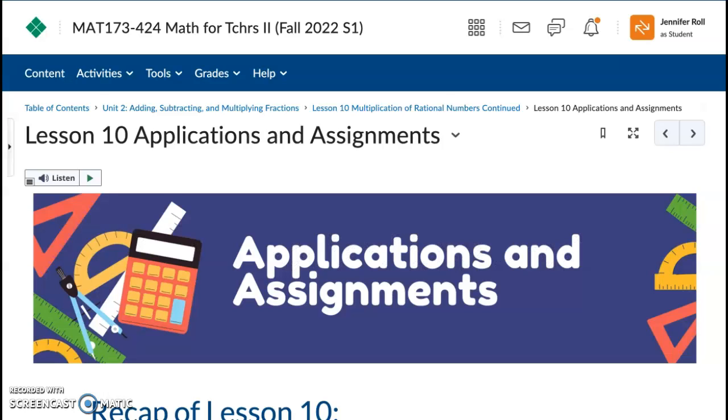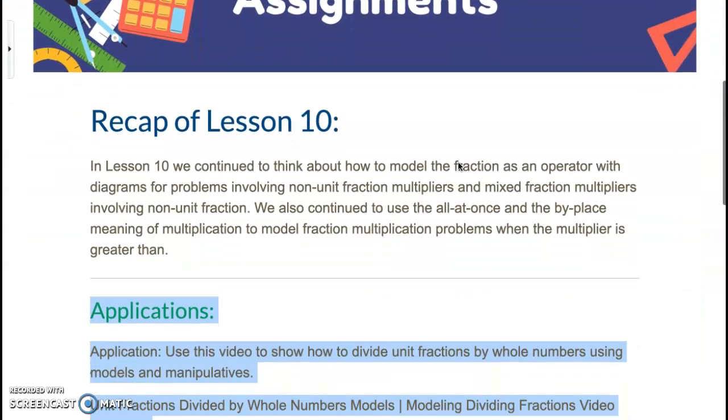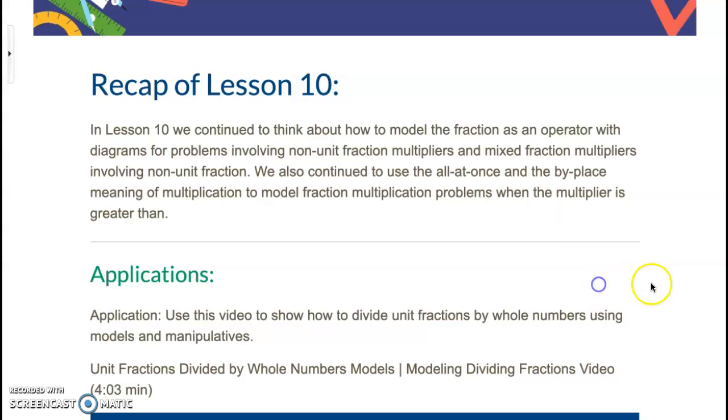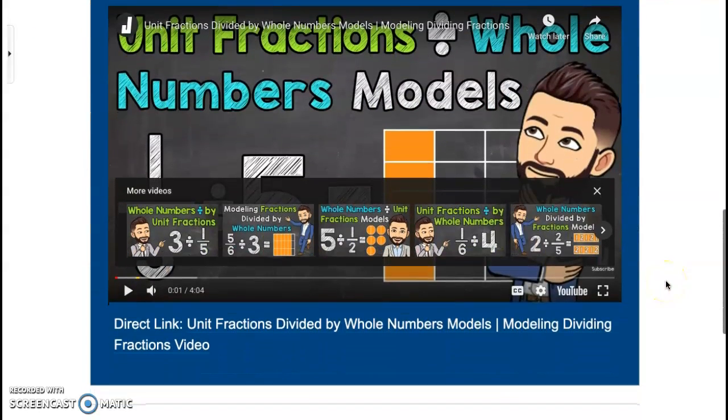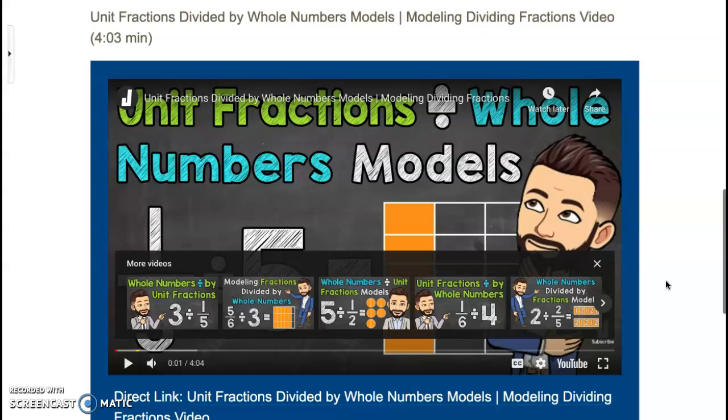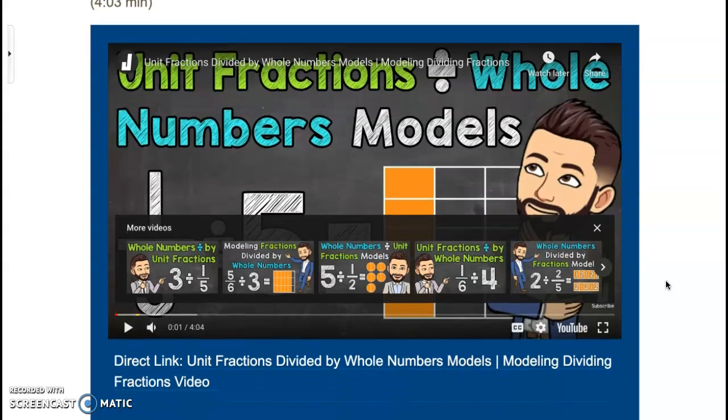Okay, so just a reminder, always look at your lesson materials. This is lesson 10, multiplication of rational numbers, and it's a continuation of lesson 9. At the bottom of each is the application information. So a recap with the application, and there's the video that we watched together. Hoping that was helpful. Again, different resources are helpful for not only you to learn and be more confident, but could also be supplemental information for your students.